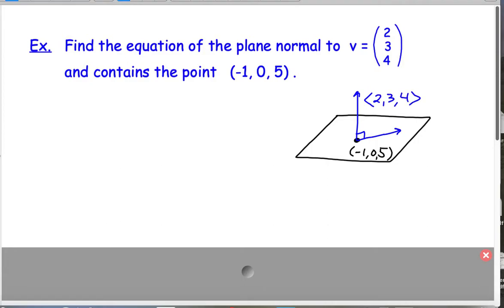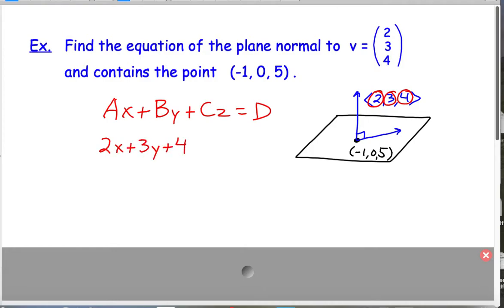Okay, so right off the bat, I know my answer is going to look like this: ax plus by plus cz equals d. And I know that the a and the b and the c come from my normal vector, the components of my normal vector. So I'm going to have 2x plus 3y plus 4z equals some constant. And now I have to figure out that constant.